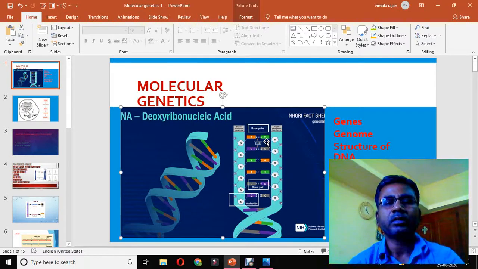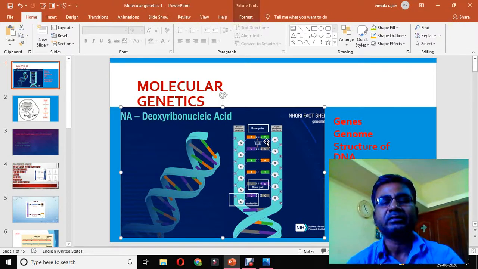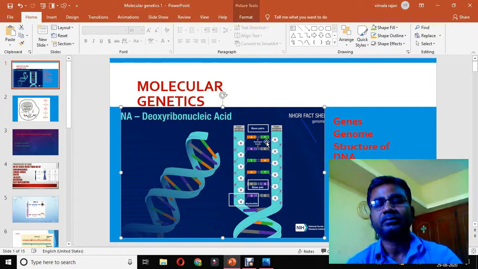Fifth lesson in zoology, molecular genetics. In this lesson, we are going to study about genes in detail. What are the components of the genes? How is information stored in the genes and how is this information translated? So all these things we are going to study in this lesson. At the molecular level, we are going to study the genes.